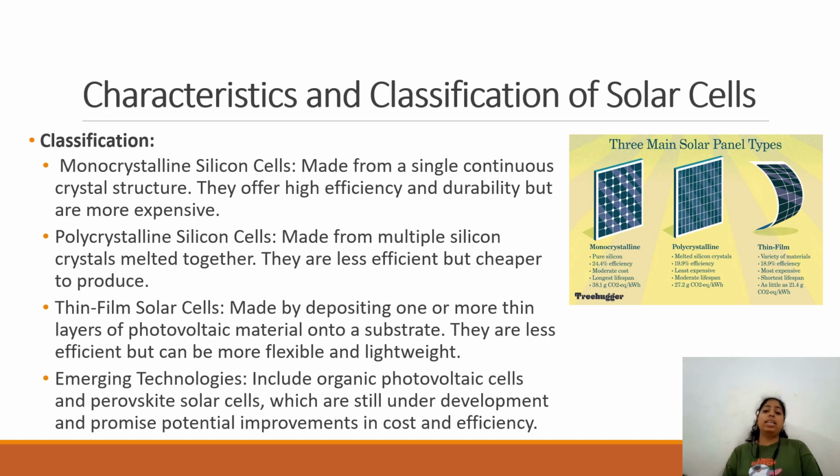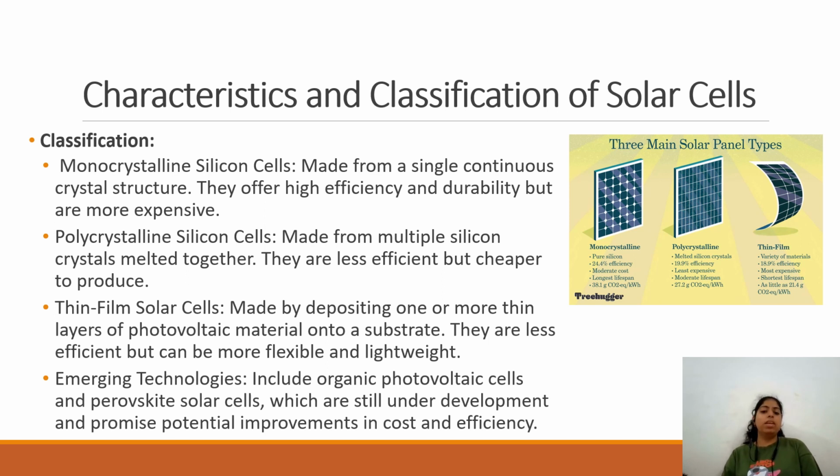Now we will look at classification of solar cell. There are majorly three types of solar panel as we can look in the picture: monocrystalline, polycrystalline, and thin film. Let us look at them in brief. Monocrystalline silicon cell. They are made from a single continuous crystalline structure. They offer high efficiency and durability, but they are more expensive.